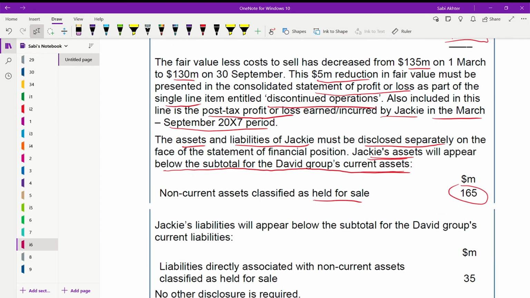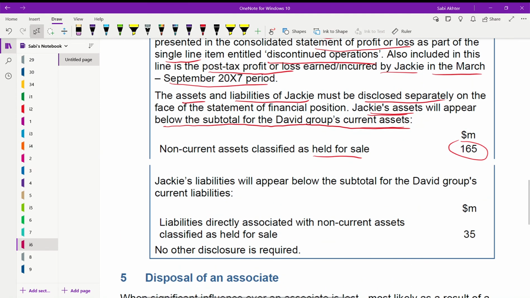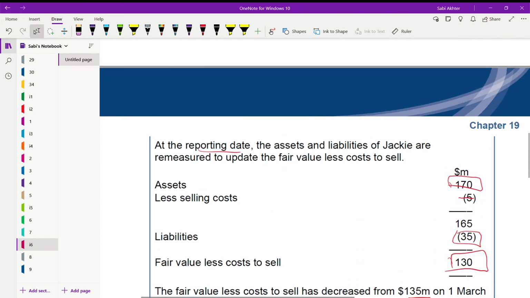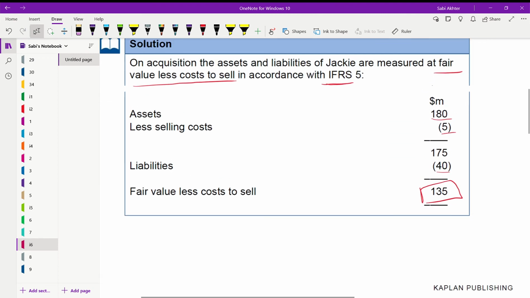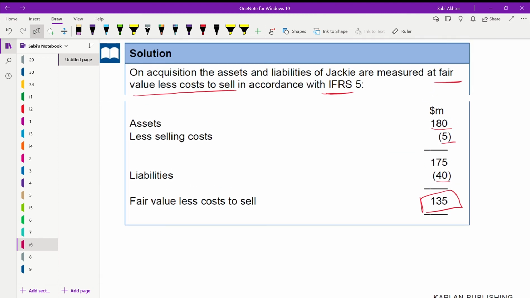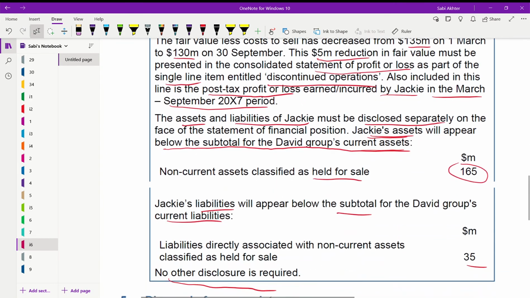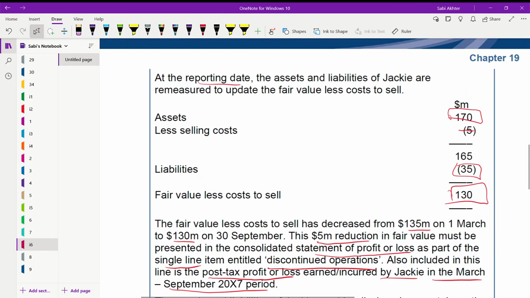And his liabilities will appear below the subtotal of the current liabilities. And liabilities directly associated with non-current assets classified as held for sale, and no other disclosures are required. This is 35. This is a liability. You have to take the fair value, this liability 35, not the 40. And when you are taking asset, it is this 165, the fair value 170 minus 5.